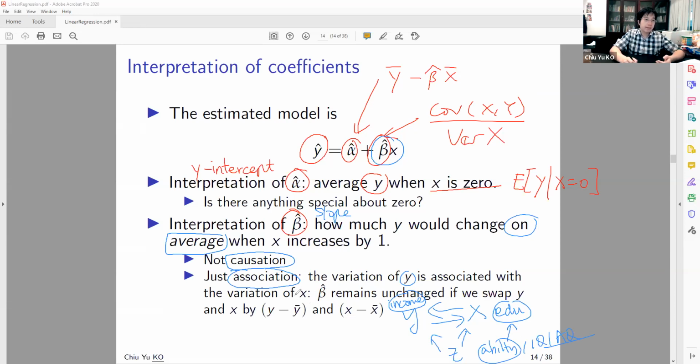The reason is, if you use the data y and x, you run the regression, you get the beta. But if you consider another set of data, where you subtract the mean from y and subtract the mean from x, and you run the regression, you also get the same beta, okay? They call it demeaning the data set. So basically you are using the variation of x to explain the variation of y, okay? I hope that is clear to you.